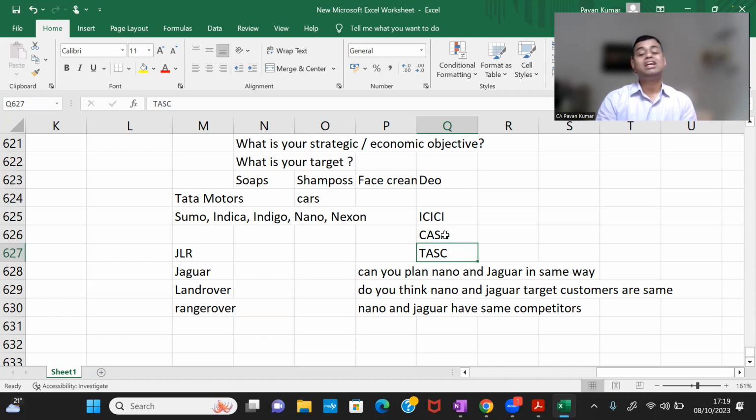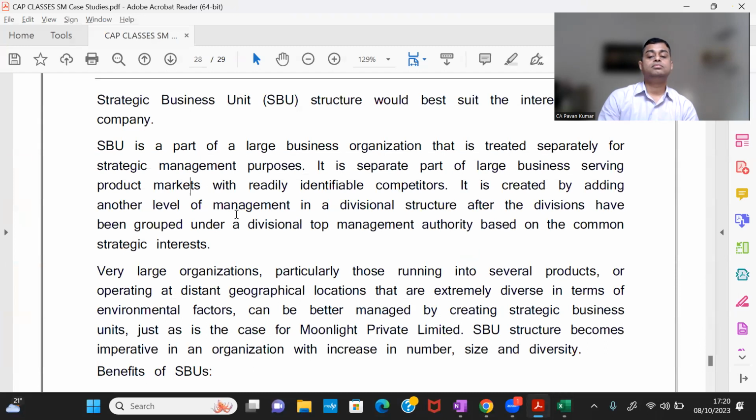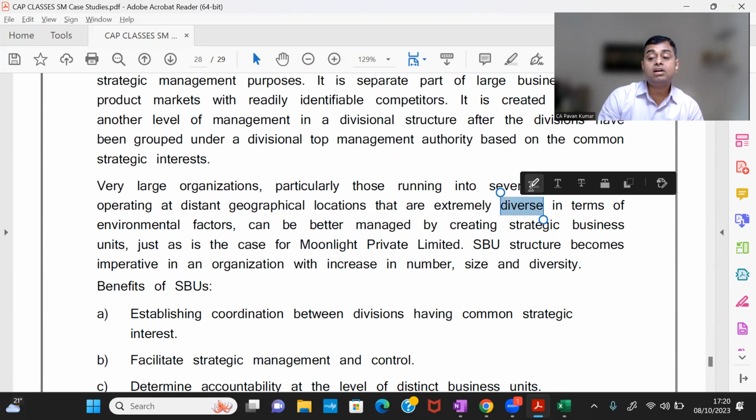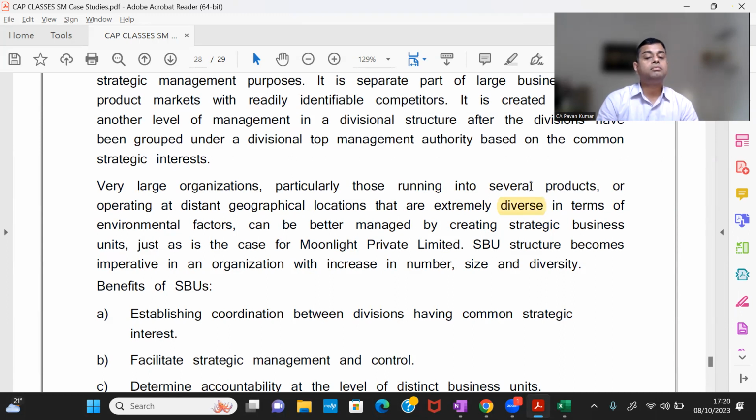You cannot say all savings account one. No, savings account also. For individual, savings account is a separate SBU. For TAS, salary accounts of employees is a separate SBU. You understand my point? That is what they're saying here. Very large organizations, particularly those running into several products or operating at distant geographical locations that are extremely diverse. There should be two separate strategic business units.